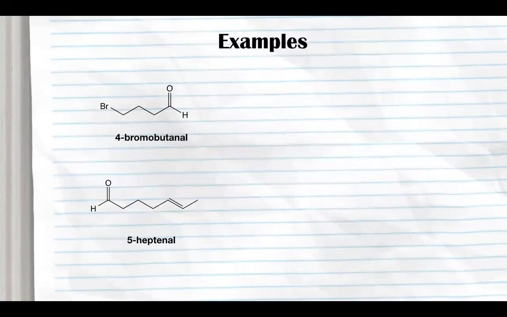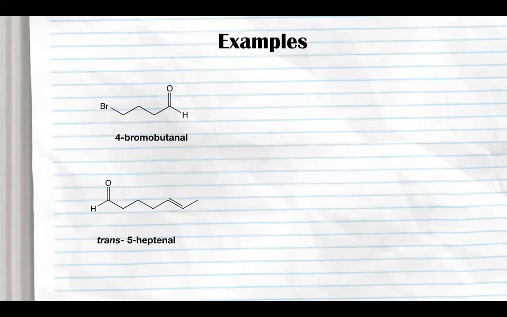Remember, the 5 is the number of the first carbon of the double bond. Okay, now I want you to notice that it's not just 5-heptenal, it's trans 5-heptenal. So make sure you pay attention to that with double bonds. Triple bonds do not have cis and trans because they're linear.